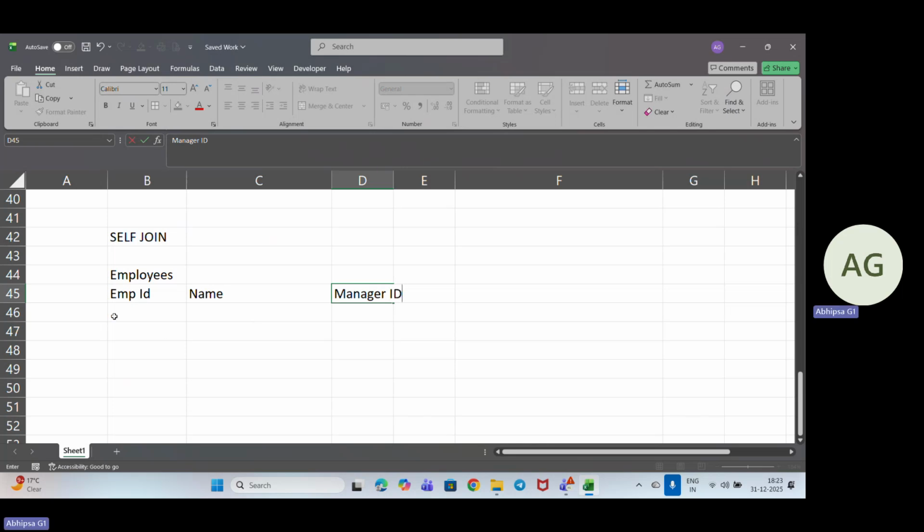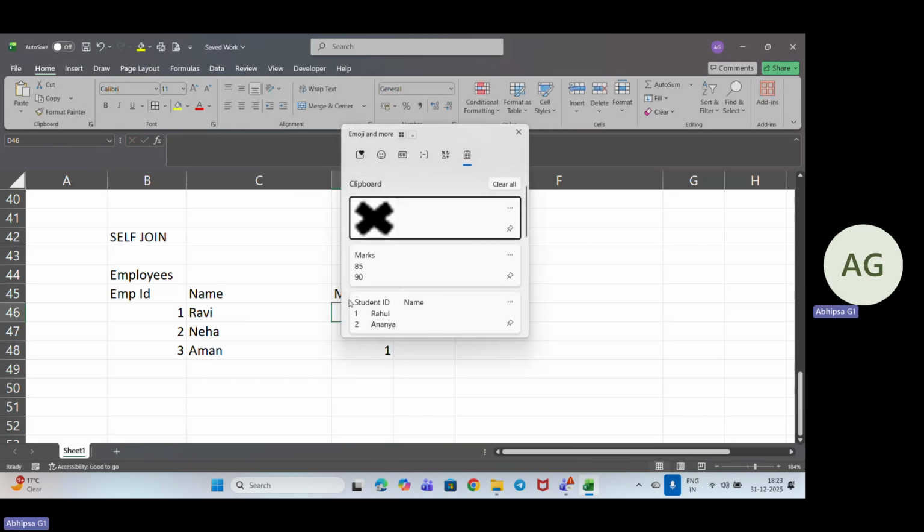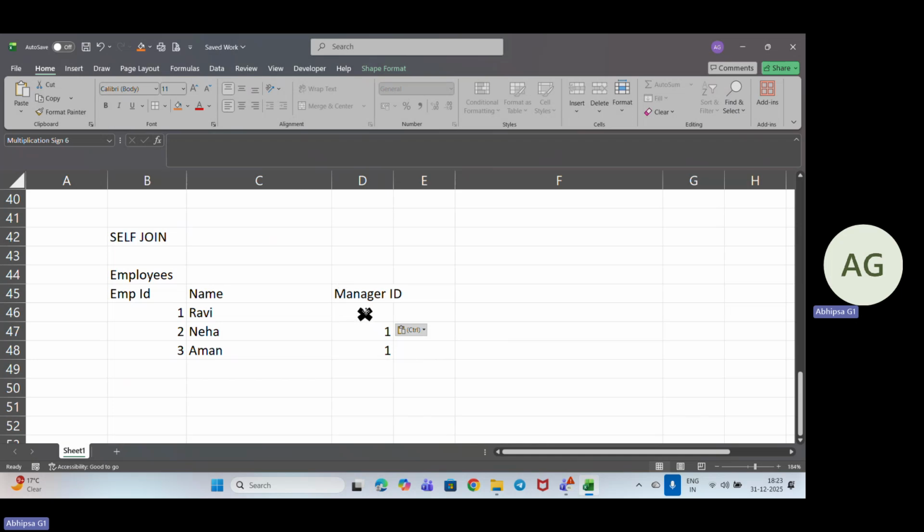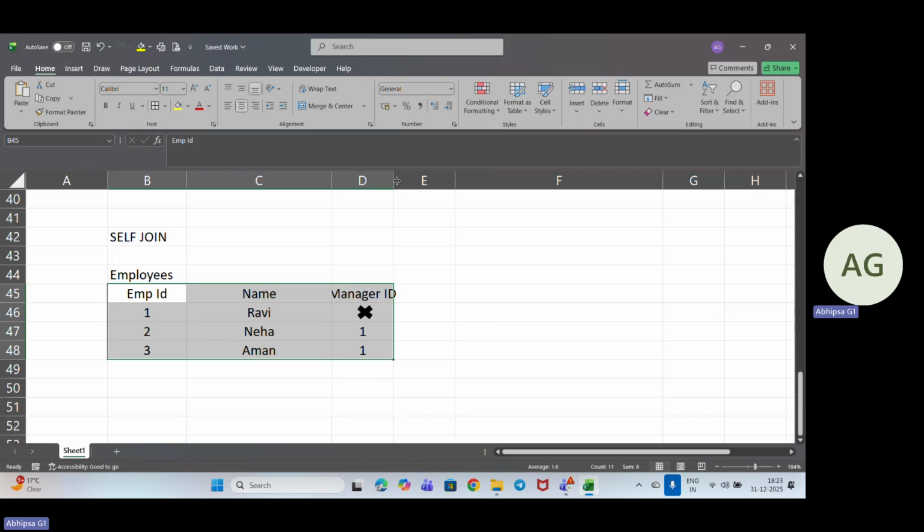Okay. So we have given the IDs as 1, 2, and 3. And we have given the name as Ravi. Next we have given the name as Neha. We have given the name as Aman, like this. And here we have the values like manager ID 1, manager ID 1, like this. And this is vacant. Okay. So this is vacant, so we'll just put a cross here and we'll just format this one accordingly.